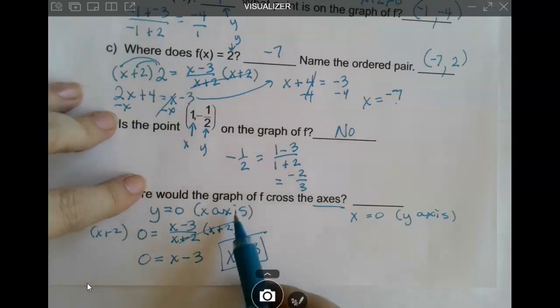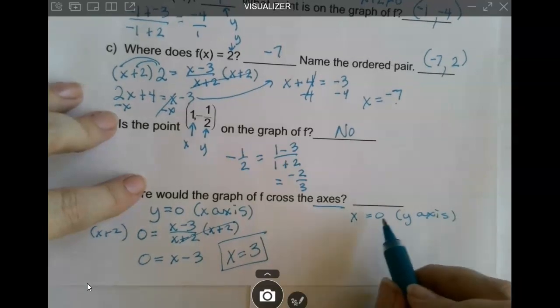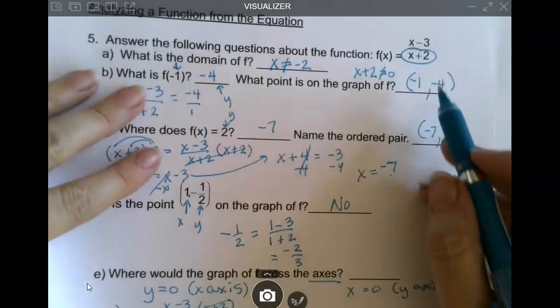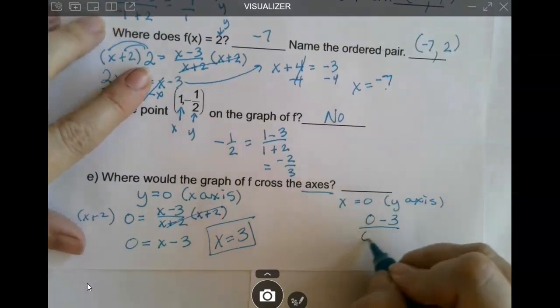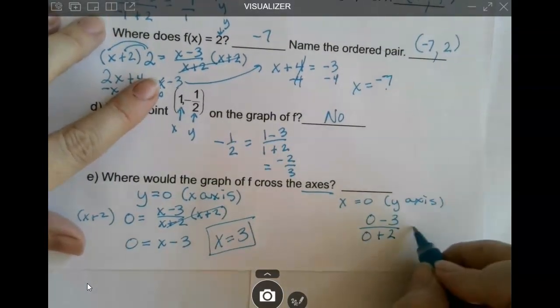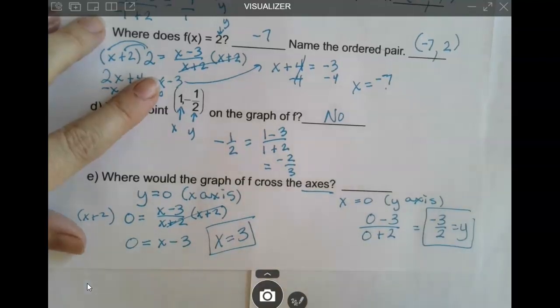That's my x-intercept. And then for my y-intercept, I'm going to plug in x equals 0. So I'm going to plug in zeros for my x's. So I have 0 minus 3 over 0 plus 2. So this gives me negative 3/2 equals y. That is my y-intercept.